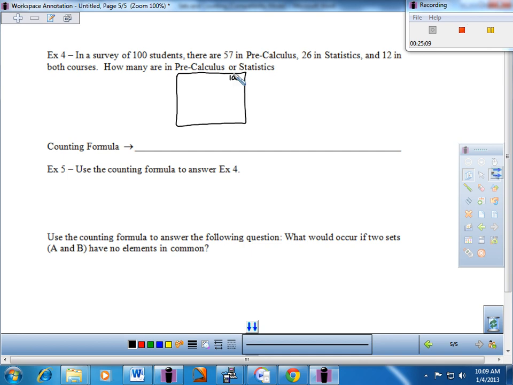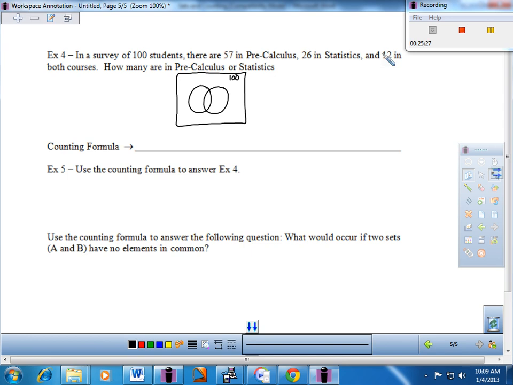Now I have some students in pre-calc. And here's where we're going to have to be a little careful. I have some students in statistics. And I have some students in both. All right, and it says how many are in pre-calc or statistics. It looks like we would just take 57, add that to the 26, and then add that to the 12, and that would be how many are in pre-calc or statistics. Unfortunately, that's actually not how it works.